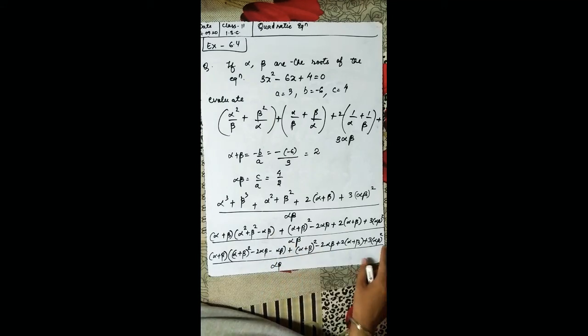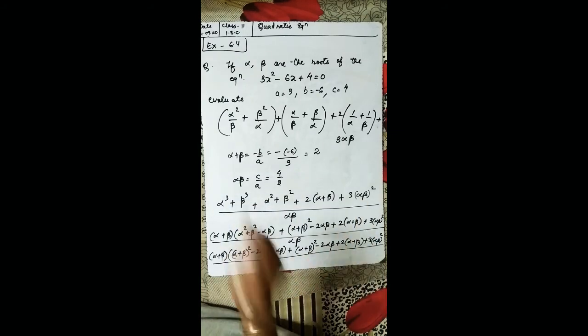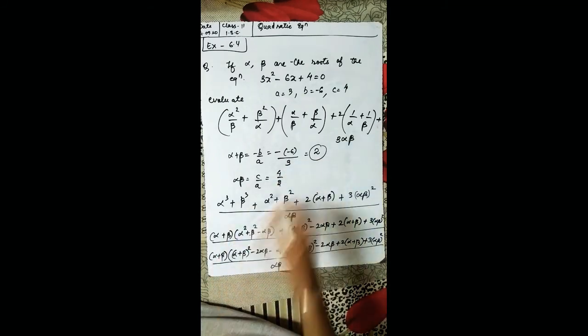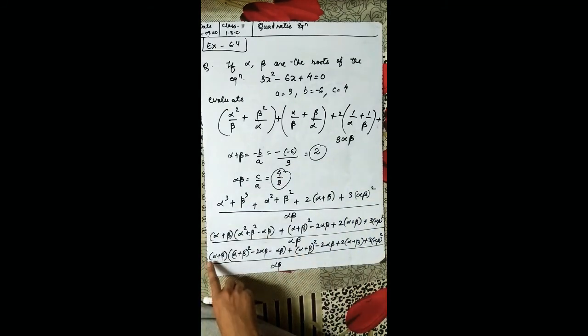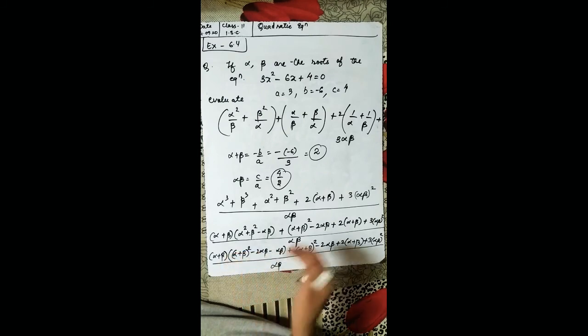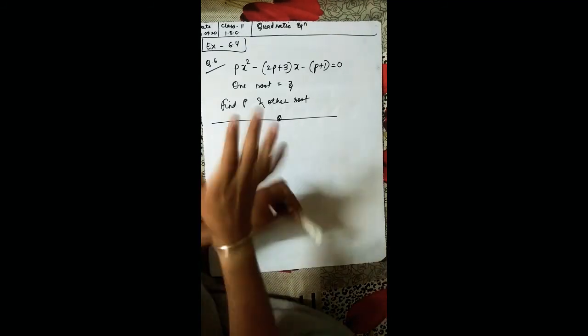Now we have expressed this in terms of only alpha plus beta and alpha into beta. You have the alpha plus beta value and the alpha into beta value. Just put them in and get the answer. I think you can do this one, there's no problem in it. Alright, let me give you a hint in this question.